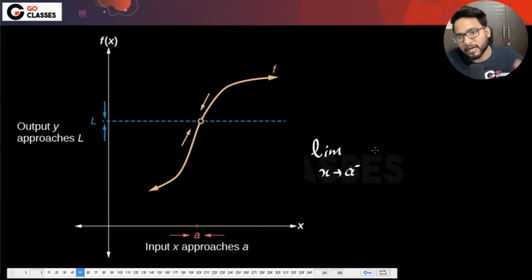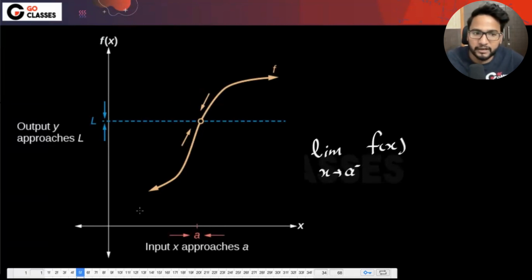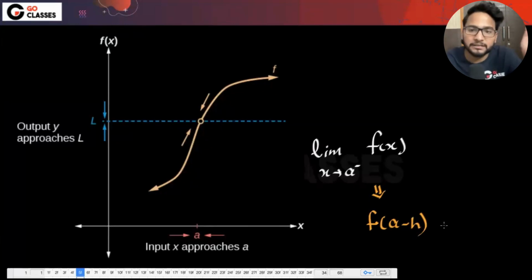So basically, mathematically, we can define it in this way: the limit x tends to a minus means you are going from the left to this f(x), the value of f(x) at a minus. Which means, can anyone tell me what does this mean? This means f of a minus h, right? The value of f at a minus h. Whenever you are approaching from the left side, it means the value of f at a minus h. Is this okay to everyone?